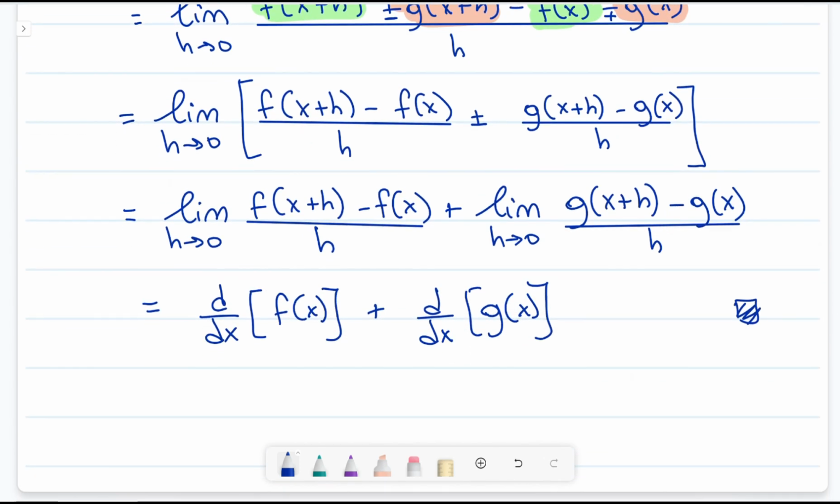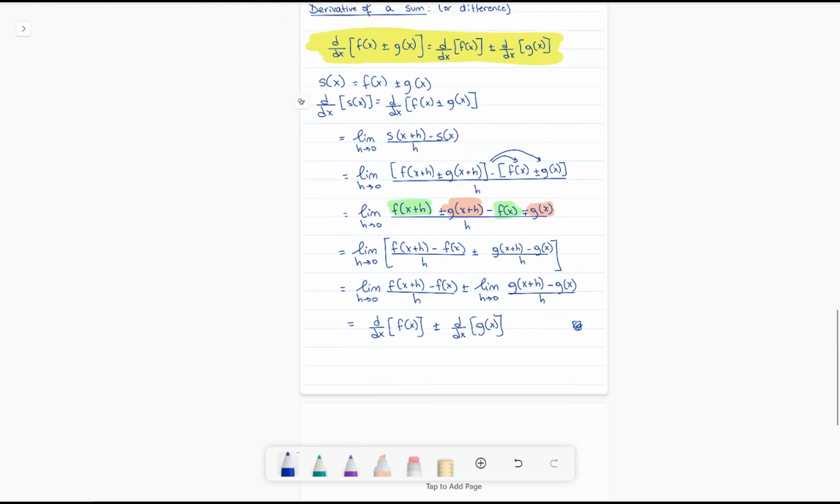So then we can split the limit into two limits. So it becomes limit of f of x plus h minus f of x divided by h as h approaches 0. Again, plus minus the limit of g of x plus h minus g of x divided by h as h approaches 0. So in fact, this first term is the derivative of f of x, and this second term is the derivative of g of x.